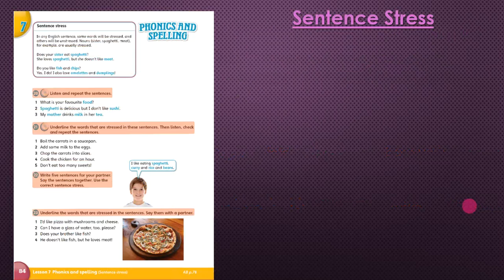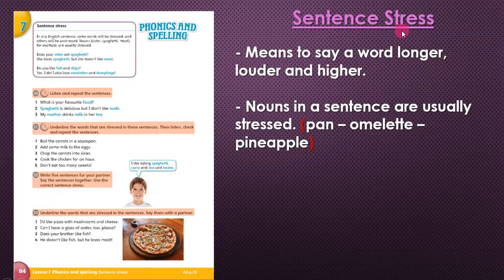Then we took lesson number 7, which was the phonics and spelling lesson. The title for the phonics and spelling lesson in Unit 7 was Sentence Stress. What does the word stress mean? It means to say a word longer or louder and higher. So to say a certain word in a sentence in a longer way or a louder way or a higher.